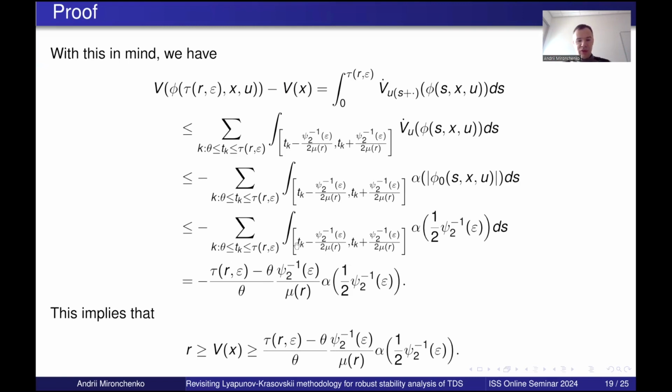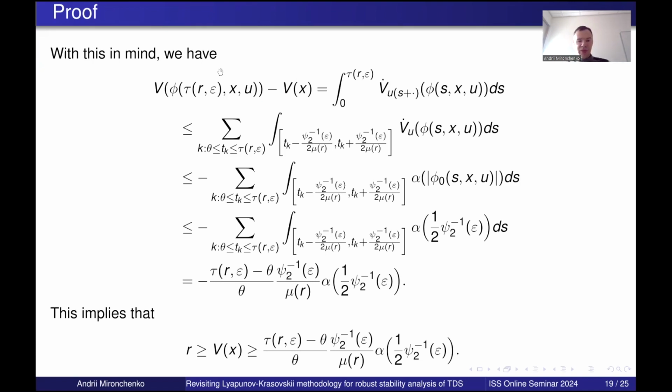Also, for each point, we have one segment, right? And the length of this segment is precisely this guy. And on this segment, the value which we integrate is this guy. So overall, this can be, okay, less or equal than this guy.